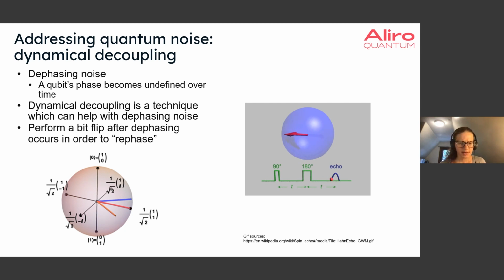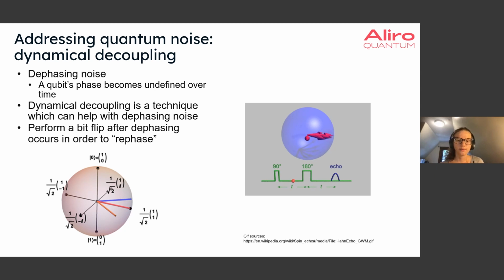We can look at this graphic on the right, which shows a Bloch sphere. In this graphic, it begins with the state in the 0 state, and then it rotates down to be a superposition state. Over time, the qubit experiences dephasing noise, where you can see that the single arrow becomes a bunch of arrows that are spread out. And some of these arrows are traveling more quickly than others.